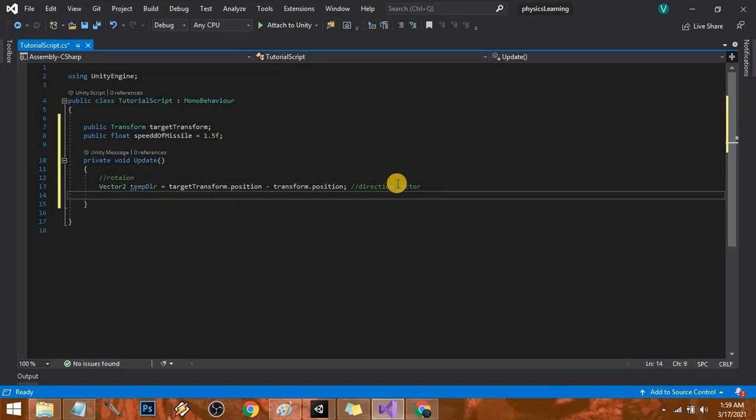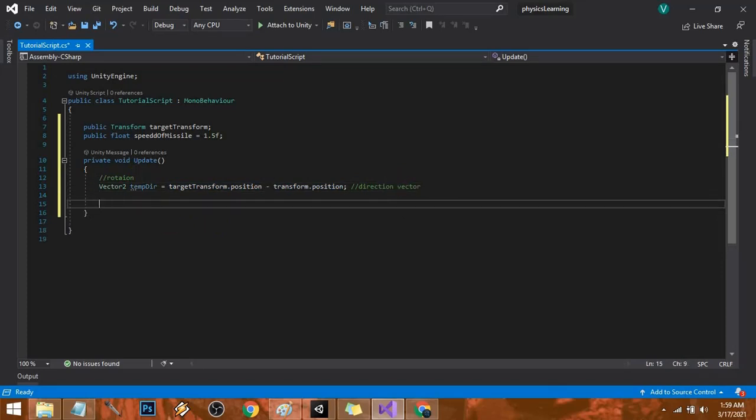Now you have to calculate the angle that this direction vector makes with the positive direction of the y-axis. To do that, first make a temporary float variable, and then use the function Vector2.SignedAngle, and feed it the two vectors that you want to calculate the angle between. Why are we using SignedAngle? Because it gives us positive as well as negative values, while Vector2.Angle only gives us positive values.